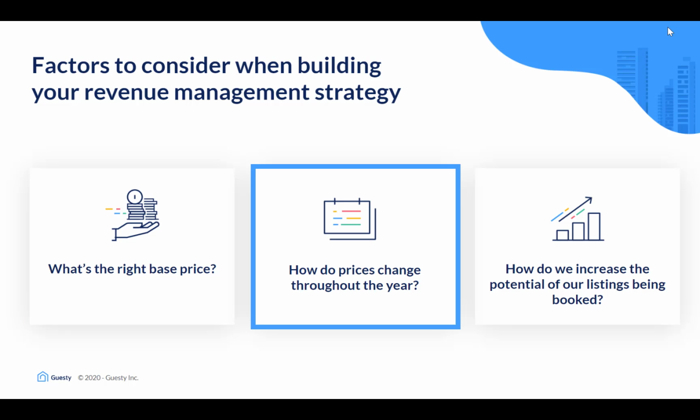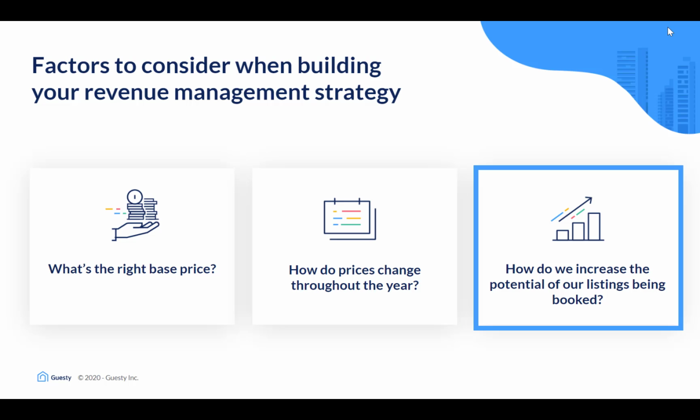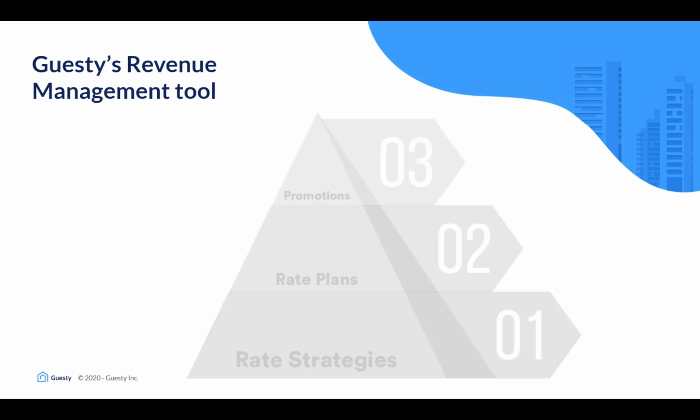Secondly, how prices change. You then need to consider how prices change in your market according to holiday, season, and any other factors that will have an impact on the frequency of guests choosing your properties. And the third factor to consider as part of your revenue strategy is conversion. This means increasing the potential of your listings' exposure and bookings. This is accomplished by offering multiple combinations of pricing offers and discounts that will appeal to as many segments as possible. We will dive into this further in the next few slides.